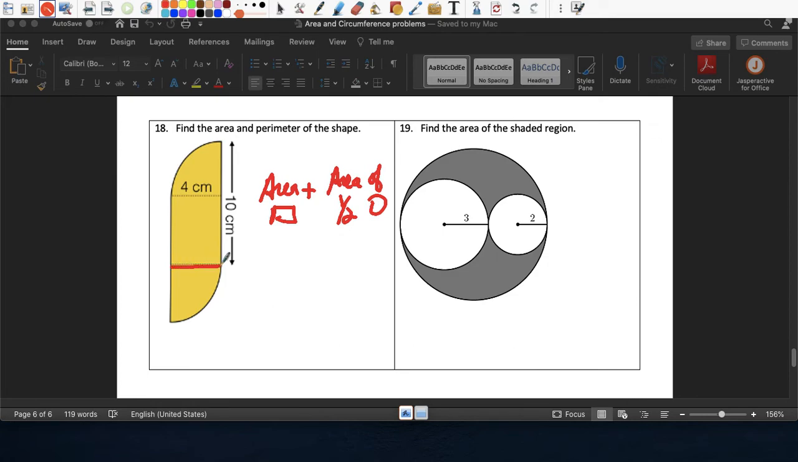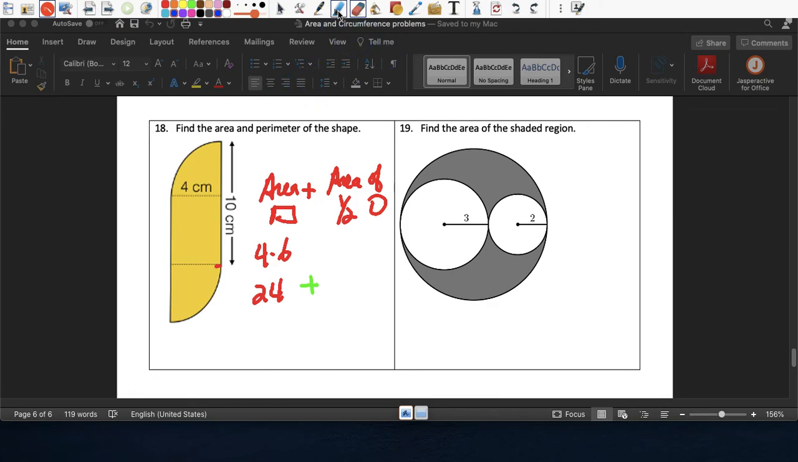Let's do the rectangle. This is 4. If this whole thing is 10 and that's 4, that means this part is 6. So the rectangle is a 4 by 6. 4 times 6, and the area of the rectangle is 24. Let's figure out the area of half a circle.